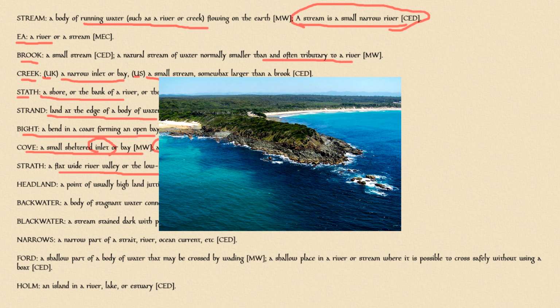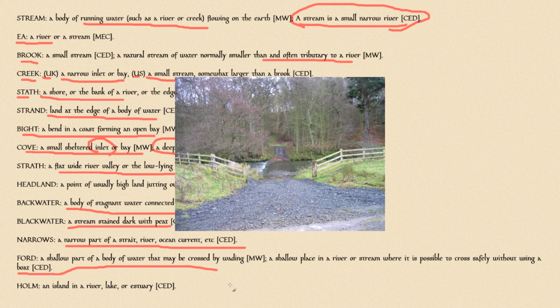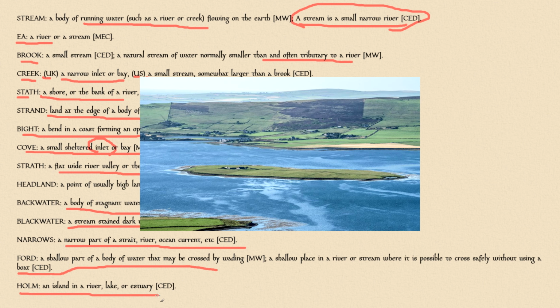A headland is land that juts out into a body of water. A backwater is a body of stagnant water connected to a river. A blackwater is a stream stained dark with peat. Narrows, that's the part of a body of water where it's narrow. A ford is a part in a body of water that is shallow enough for a human to cross. A holm is an island in a river, lake, or estuary.